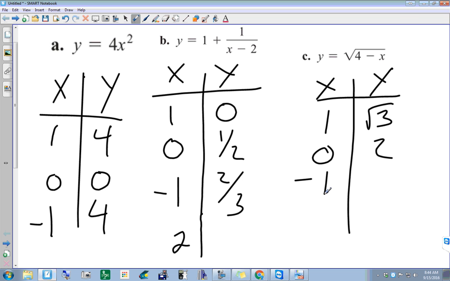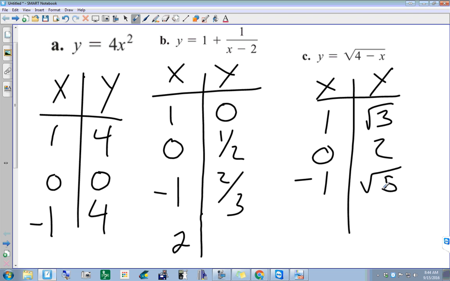Well, square root of what? 5. Hey, looks like I can put any numbers in there I want, right? You would like to think that, but you're wrong. Is there a number that's going to cause us problems? Yes, sir.